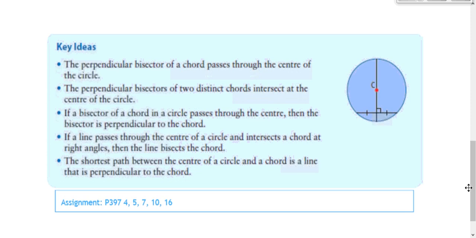And then I have some key ideas down here for you guys to remember, just a quick little summary. The perpendicular bisector of a chord passes through the center. The perpendicular bisectors of two distinct chords intersect at the center, and so on.